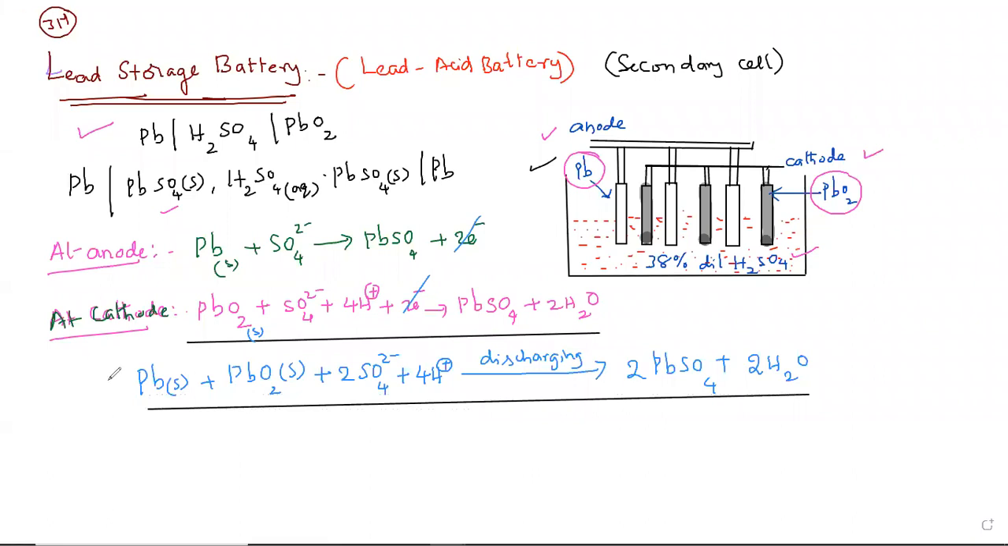Most of the time in the examination they ask for this discharging process equation. By that time you have to write Pb plus PbO2 plus 2SO4 2 minus plus 4H plus gives rise to 2PbSO4 plus 2H2O. During discharge, the sulfuric acid is consumed. On passing external current, the cell reaction can definitely be reversed and the sulfuric acid will be formed again.